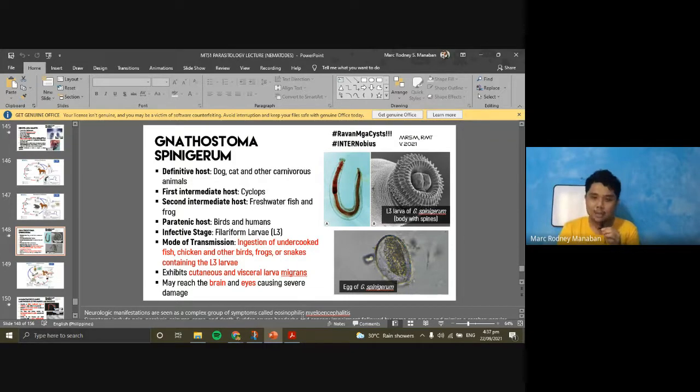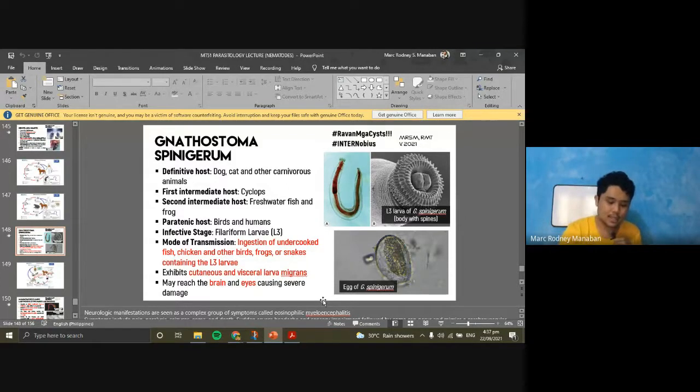Okay? But for Gnathostoma, once it is in the brain, it can still cause eosinophilia, and it can even lead to death, because again, there are neurologic symptoms like paralysis, coma, and other neurologic manifestations. So that's for Gnathostoma spinigerum.